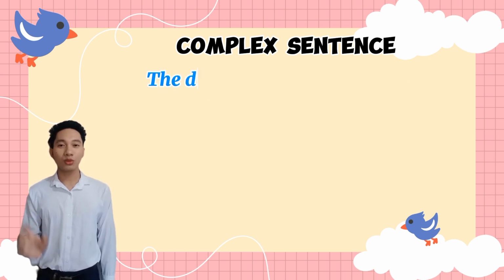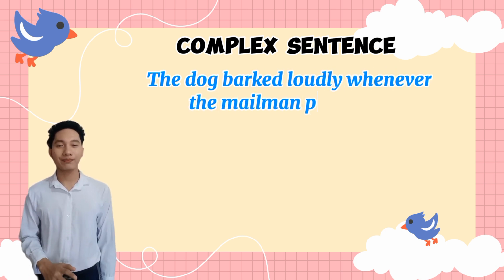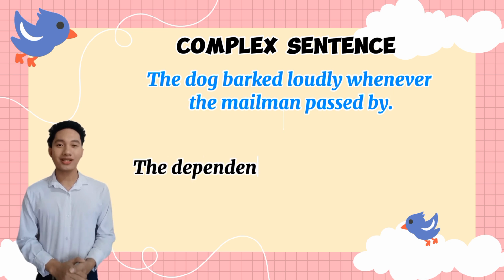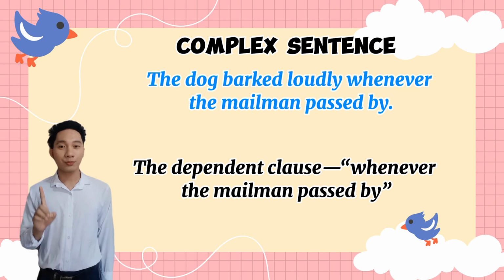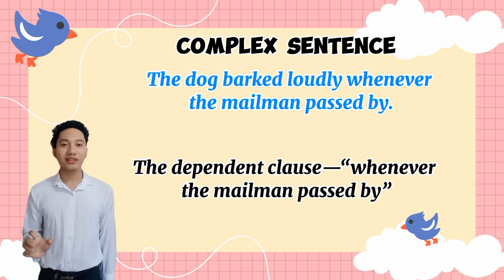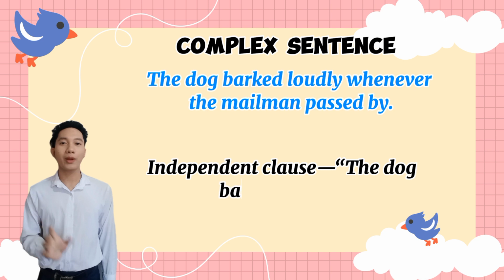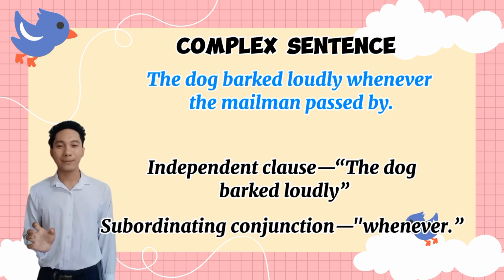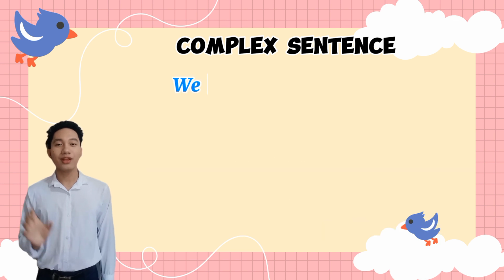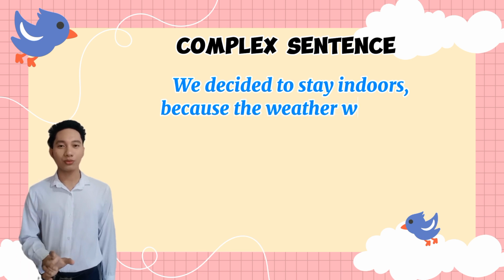Like: The dog barked loudly whenever the mailman passed by. The dependent clause here is whenever the mailman passed by, which provides additional information only about when the dog barked. It is connected to the independent clause, the dog barked loudly, by the subordinating conjunction whenever. Clear? So another example: We decided to stay indoors because the weather was cold.